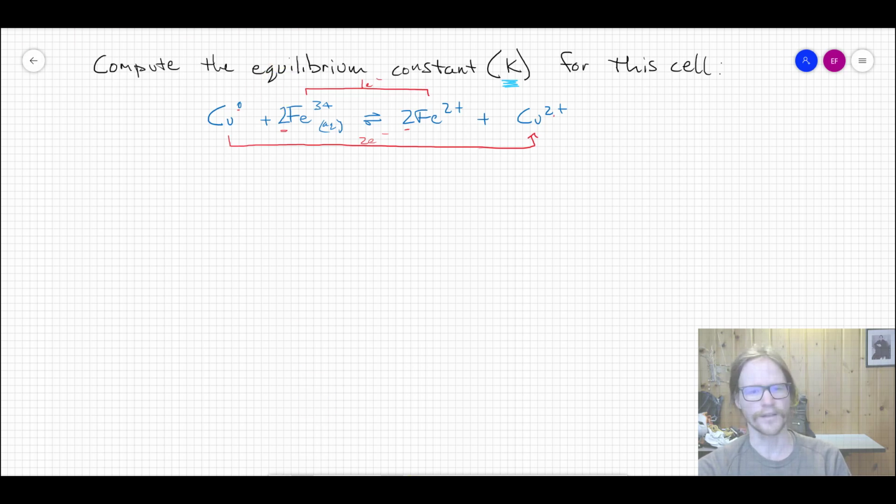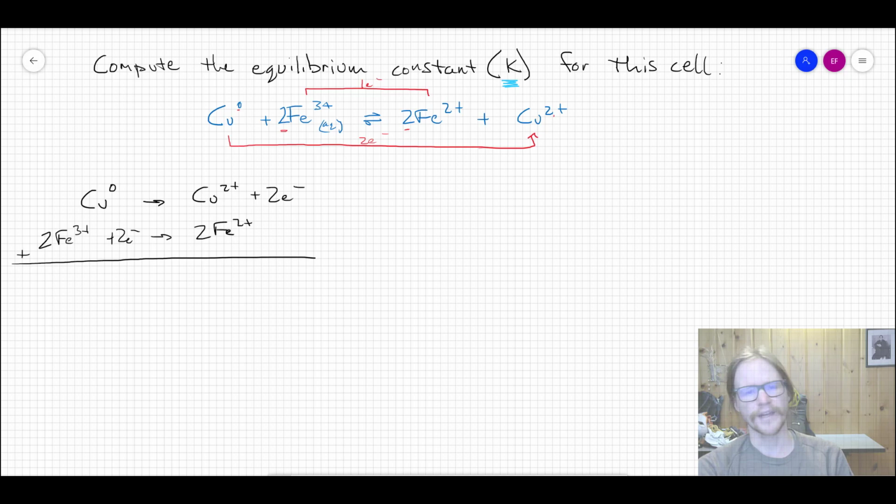So let's draft up the half reactions really quick. So that just looks like this, and note that I'm writing them in the directions that they are being written in the full cell reaction. So that means I'm writing copper as an oxidation step, and I'm writing iron 3 as a reduction step. I'm not writing them both as reductions, even though we're about to look up the standard reduction potential, E naught, in which case they're all written as reduction potentials.